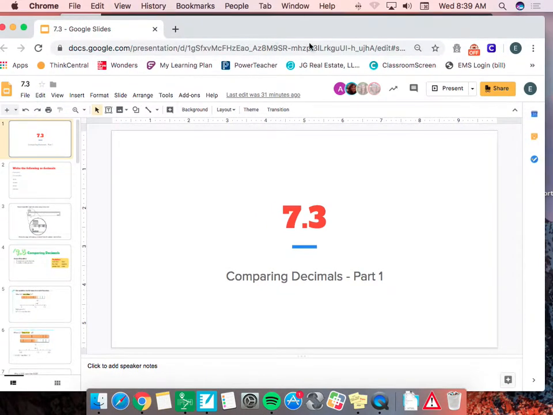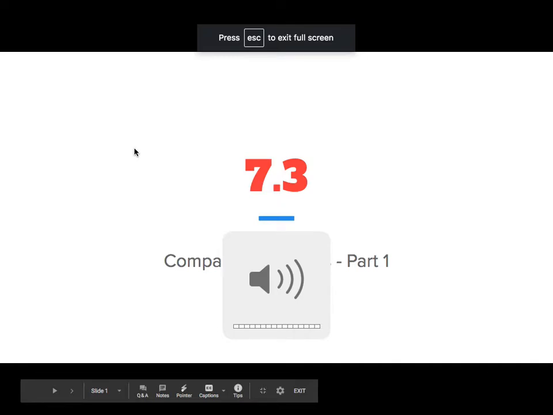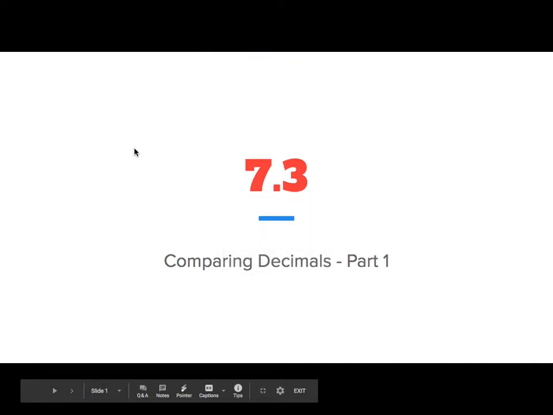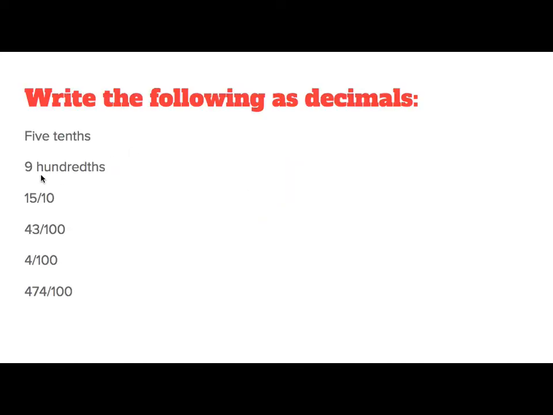Hi guys. All right, so we are in the middle of chapter 7, which is on decimals. Right now we are going to start 7.3, which is all about comparing decimals in a variety of ways, such as greater than, less than, ordering them a certain way, thinking about what's 1/10 more than 3/10, and looking at patterns. We're going to start with, just as a review, writing down the following decimals.